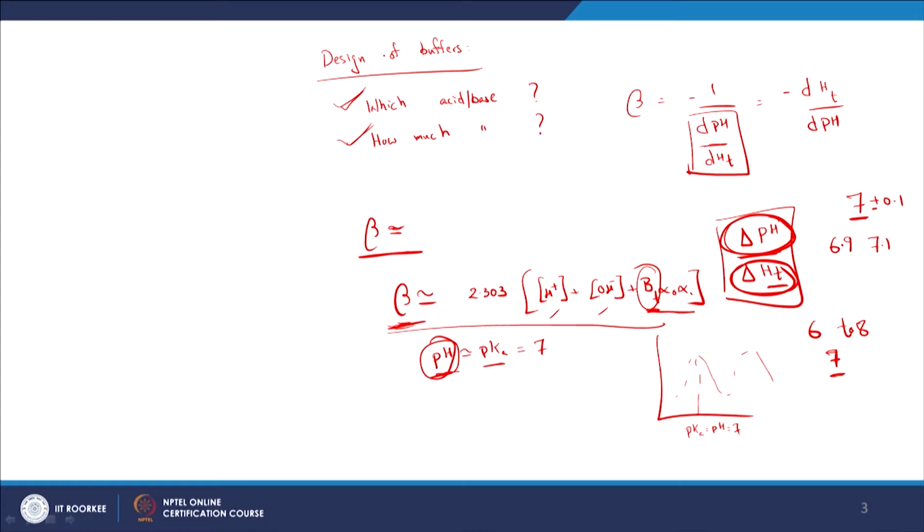So that is the design again. First you need to look at how much pH change are you fine with, or can you live with, and then you are going to calculate obviously the buffer intensity, and then from that you will choose the relevant buffer, or which particular acid base system you want to choose.